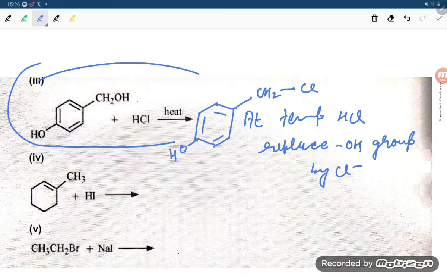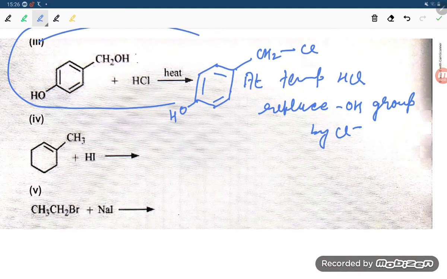Now let us move to another reaction, student. Here you are treating with HI, and this is an unsymmetrical alkene, student, an unsymmetrical alkene.